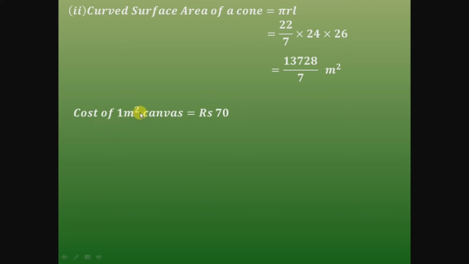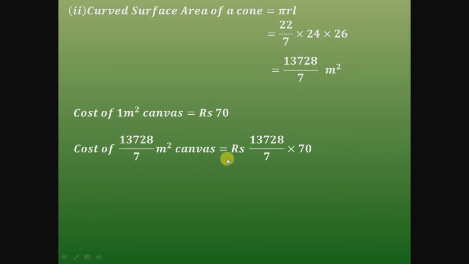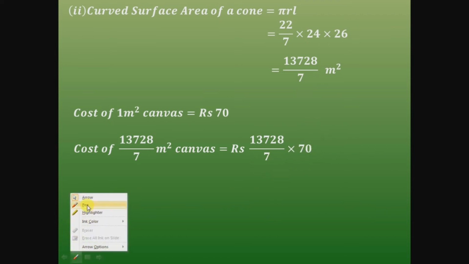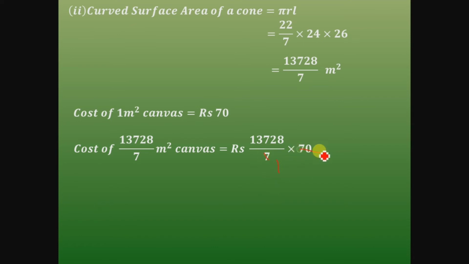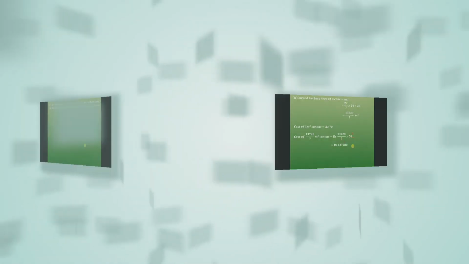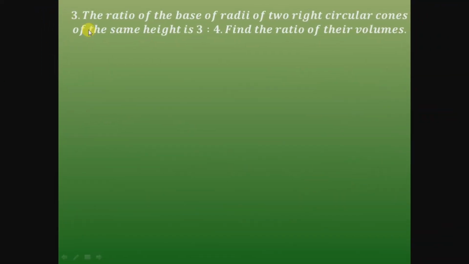So cost of 1 meter square canvas is equal to rupees 70. Therefore cost of 13,728 divided by 7 meter square canvas is equal to rupees 13,728 divided by 7 into 70. Now 7 1s are 7 and 7 10s are 70. So when I multiply this, I'll get rupees 137280.